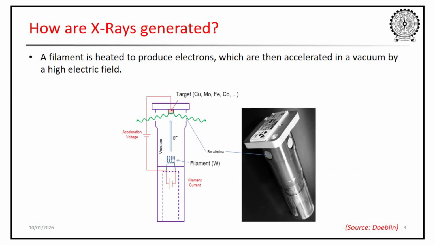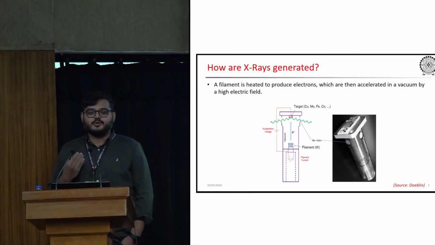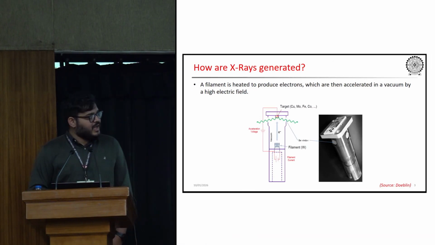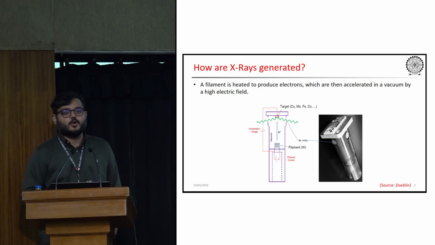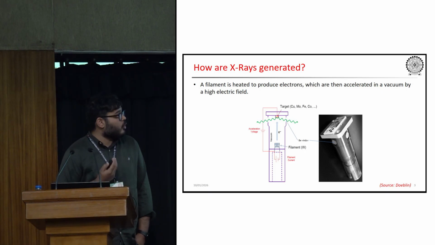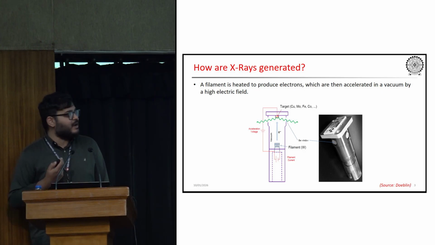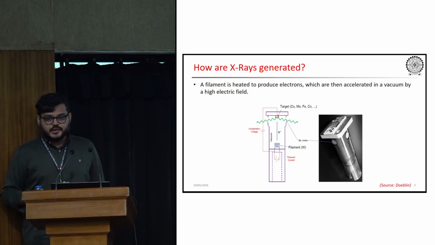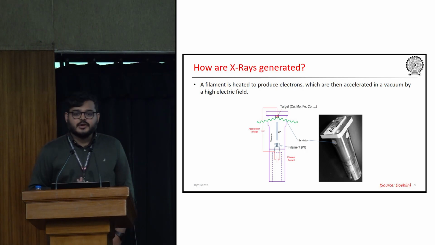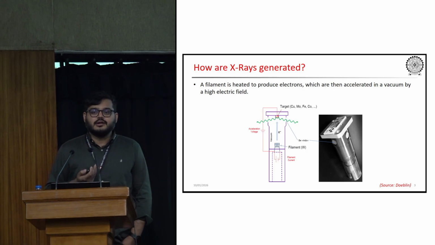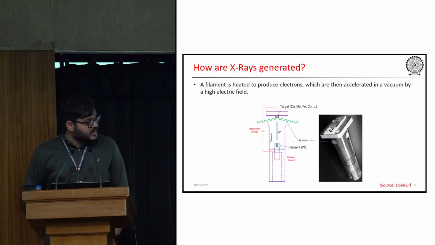So generally, what we typically do to generate X-rays is that you have a tungsten filament. We heat the filament up. When you're heating this filament up, that is going to generate some electrons. And what we do is we take these electrons and hit them onto a certain anode. Now, this anode can be copper, molybdenum, iron, cobalt, etc. And when you hit it with electrons at a certain accelerating voltage, that will lead to the generation of X-rays. Right?